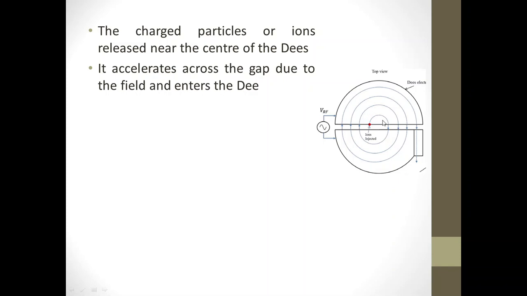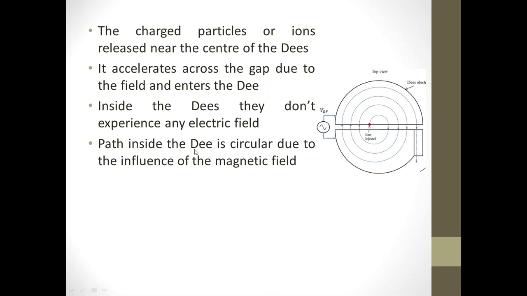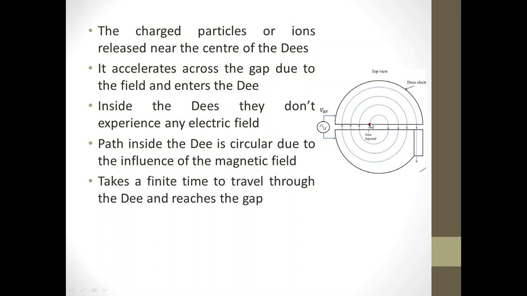But inside the D, what happens? The particle does not experience any more electric field. So what will it experience? It will experience only the magnetic field. Because of the magnetic field, the particle goes around a circular path and reaches the gap again. So the path inside the D is circular due to the influence of the magnetic field. The particle takes a finite time to travel through this semicircular path, because it has finite velocity.